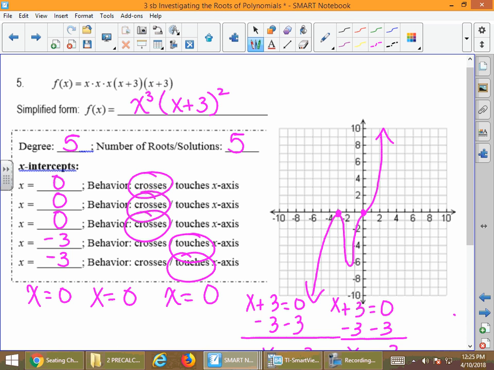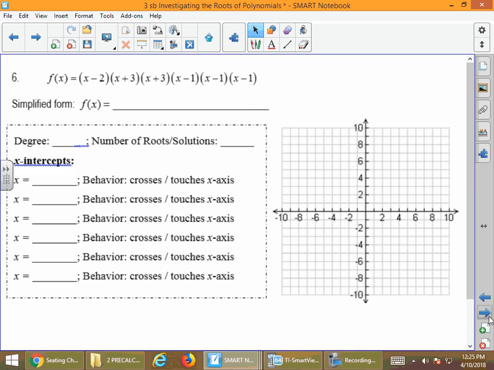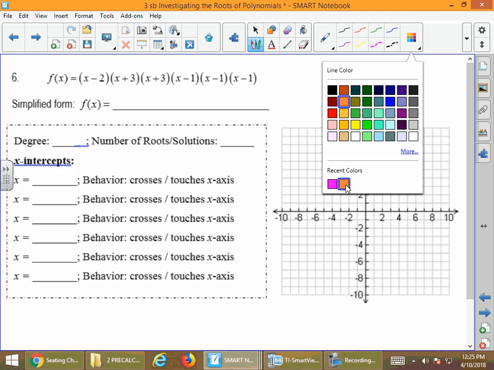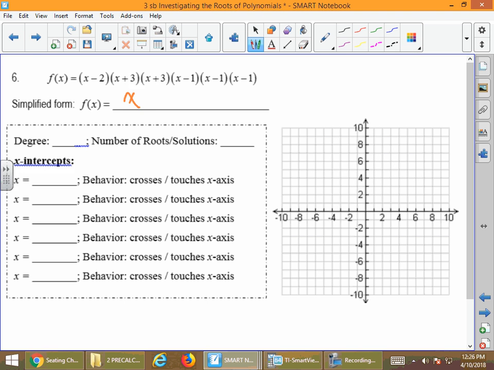Let's test our theory on this last picture here before we summarize what we've got. So we've got x minus 2 times x plus 3 times x plus 3 times x minus 1 times x minus 1 times x minus 1. I'll go in order this time. And what we have in simplified form is x minus 2 times x plus 3 squared times x minus 1 cubed.